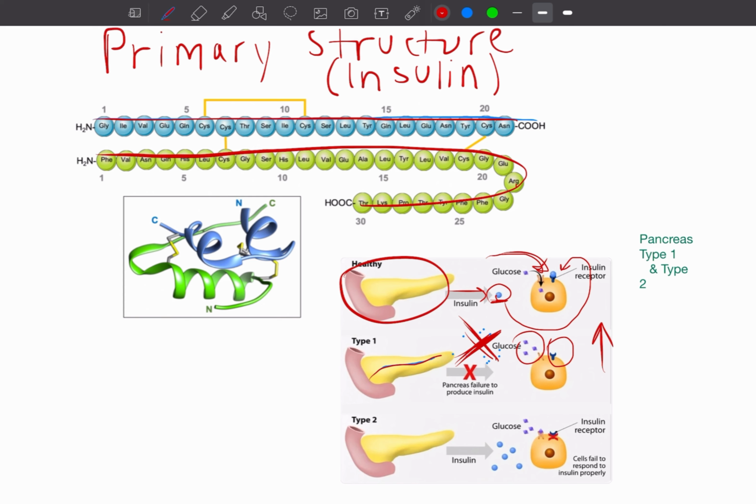Next, we have type 2 diabetes, which is right here. And what we have is insulin that is produced. However, when glucose does enter, the cell fails to respond to insulin properly. So I bring this up just to give an overall basis for why proteins are important: in signaling, structure, chemical reactions, and many more, like enzymes. And this gives you an idea of a primary structure. Insulin is considered a primary structure, as seen above, and its importance in the body, correct?